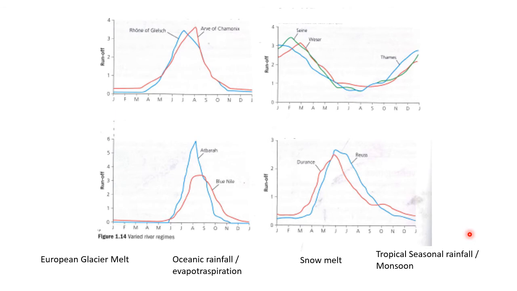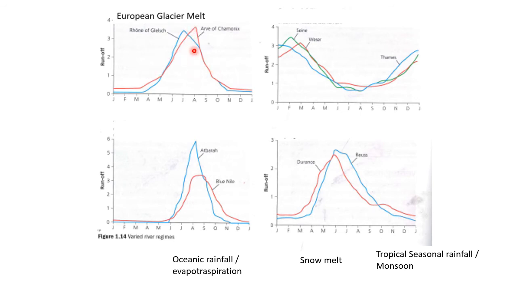Okay, so that's the first one. So European glacier melt. So what's happening here is that the river is basically getting its water from glaciers that are going to melt in summer. And it's going to be sort of greatest at the end of summer most of the time. So it's going to be sort of June, July, August. So if we have a look, what we'll see is, got it. It's going to be this one up here. And this is typical of glacier melt.